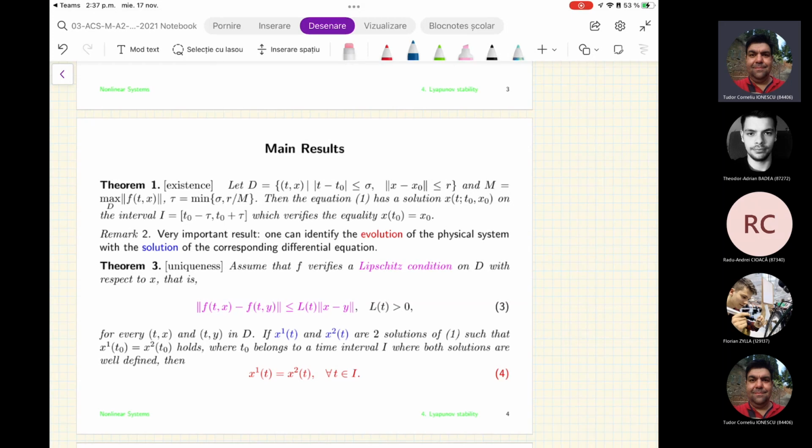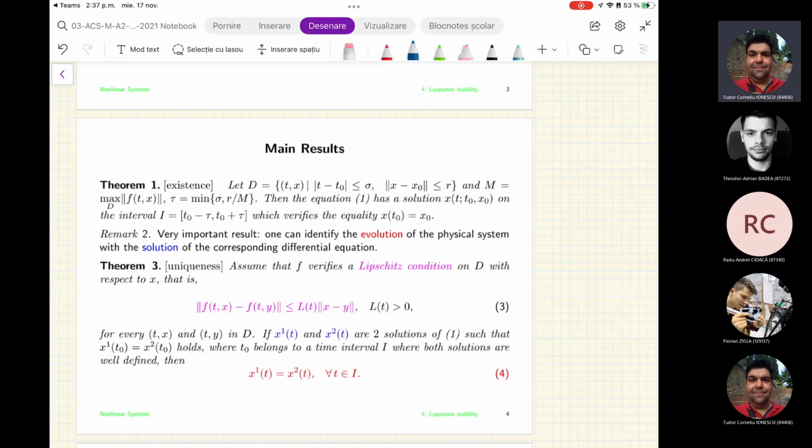So equation 1, fixing an initial condition and an initial time, in a very small neighborhood of the initial condition, we can have another solution which is different from the initial condition. One can identify the evolution of the physical system, they say here, with the solution of the corresponding differential equation. That's what you can do based on theorem 1. So we do have existence. A local solution exists.